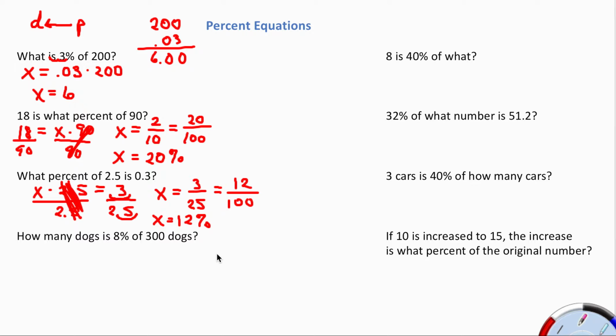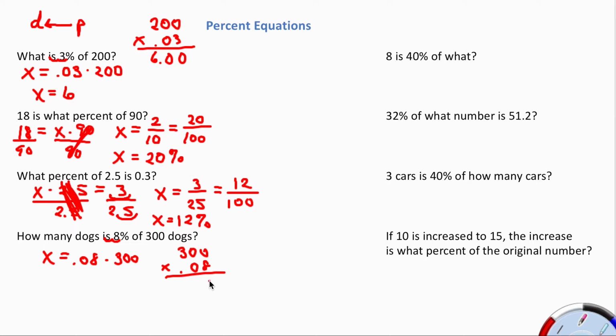Okay, how many dogs is 8%, percent to a decimal, so 0.08 of 300. This is just another multiply. The x is already by itself. I just have to do the math. So 300 times 0.08.